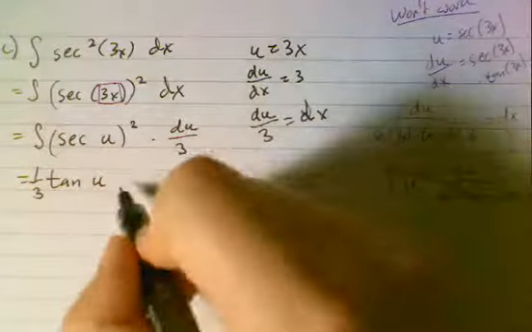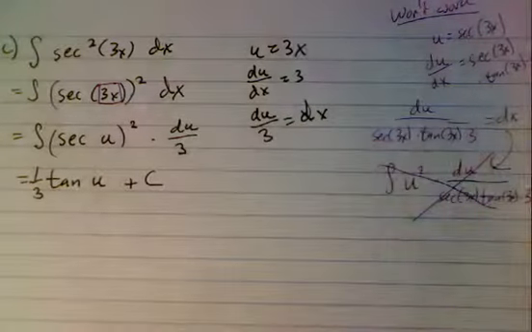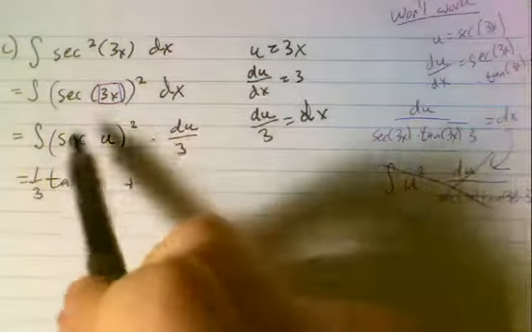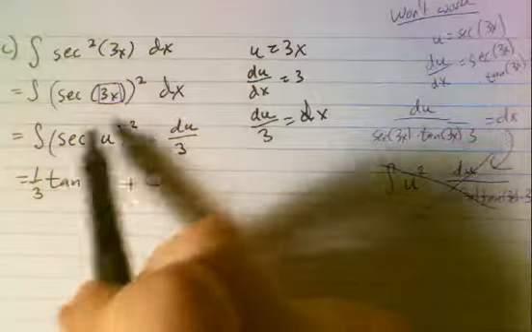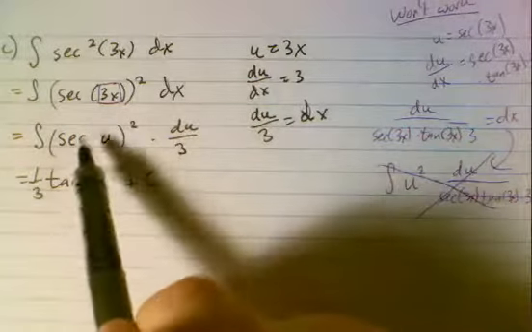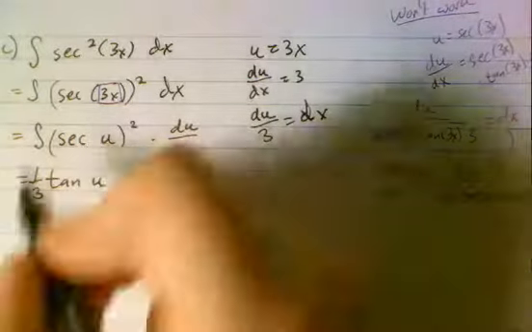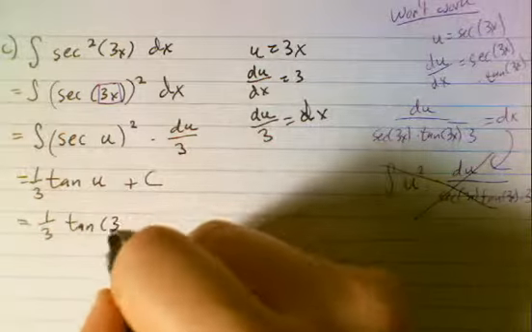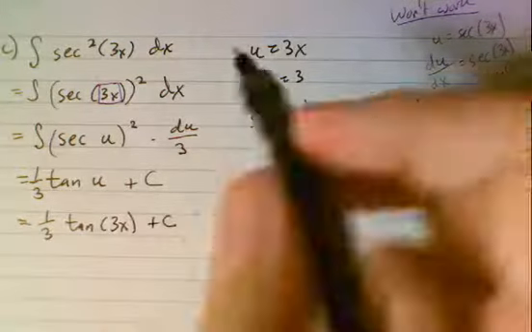That 1/3 is along for the ride, plus c. You just have to remember that, and you have to have it sort of on the tip of your tongue, mentally speaking, so that you see this and you know that you can turn into this, because otherwise you get stuck right here. So let's put that u back. We've got 1/3 tangent of 3x plus c.